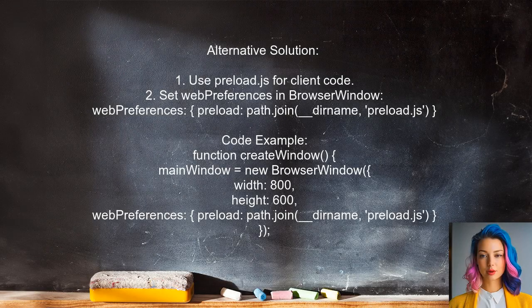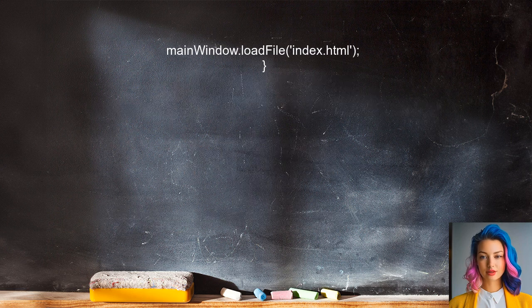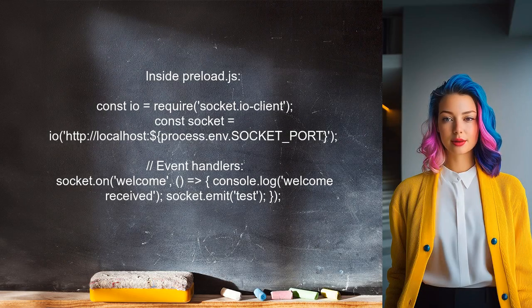An alternative solution suggests that in Electron, the main process can use Node integration, while the renderer process has it turned off by default. To make Socket.io work, you should place your client code in a preload script and load it using the webPreferences option in BrowserWindow. In preload.js, you can initialize Socket.io and handle events like welcome and connect. This setup allows your Electron app to emit messages successfully.